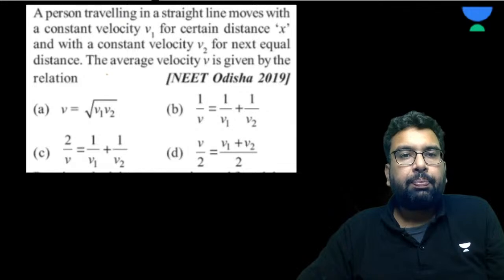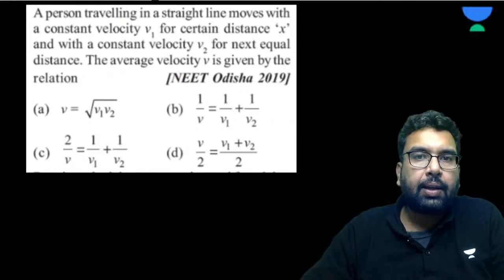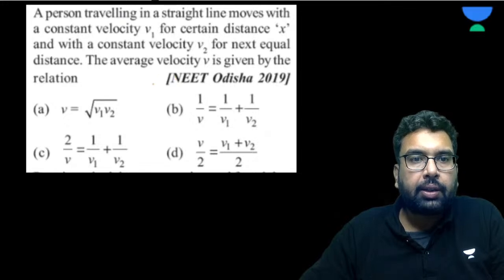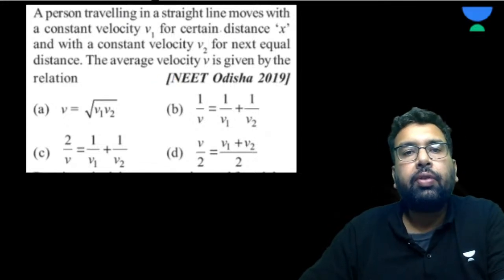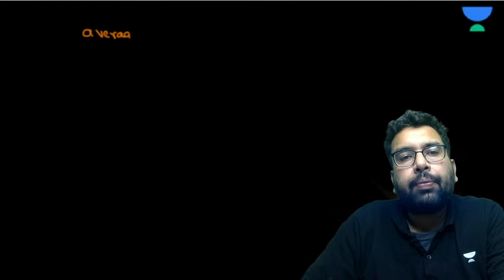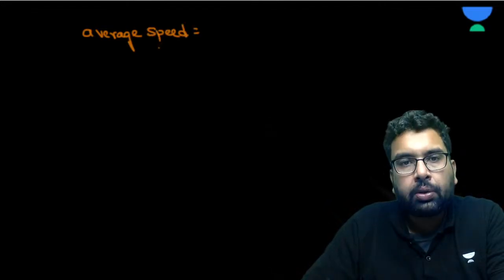So it says a person traveling in a straight line moves with a constant velocity v1 for a certain distance x and with a constant velocity v2 for the next equal distance. So see, I'll tell you one thing. Whenever we are asked to find the average speed, this is an important question that is getting asked.